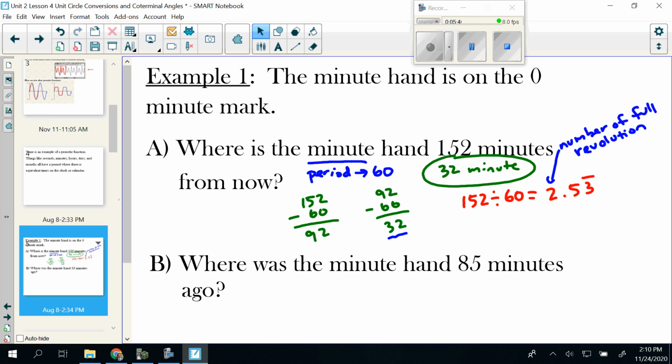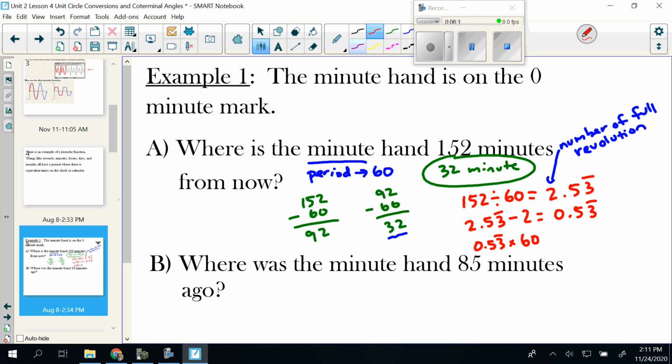So what you want to do next is subtract the number of full revolutions. We're going to take the 2.53 repeating minus 2, which gives 0.53. Now if we want to get that back into minutes, we multiply back by the period. So if we take this 0.53, the extra stuff that is not a full revolution, and multiply it by 60, that should tell us the number of minutes. And if we do it right, it should come out to be 32, the same thing we got before.